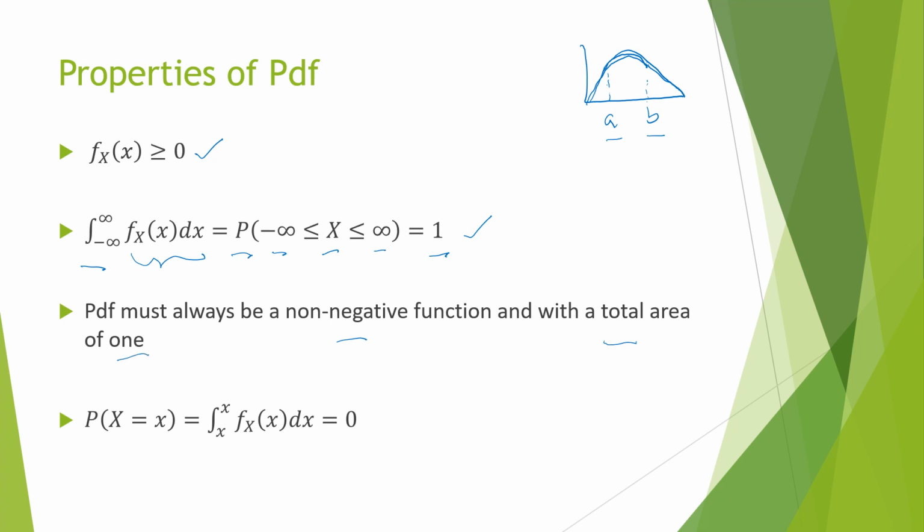And one more important point is the PDF at a single point on the curve. If I consider a particular point, the probability is 0. Why so? Suppose we want the probability at x equal to x, I am taking only a single point. If we substitute in the equation, the limits would now be from x to x. Between the same limits, the integral is 0. Therefore, for any continuous random variable at a single point, the probability is 0.